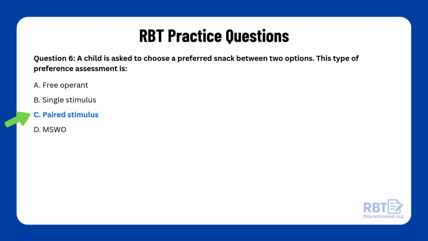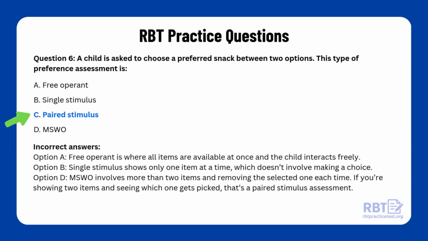Now for the wrong answers. A is free operant, where all items are available at once and the child interacts freely. B shows only one item at a time, which doesn't involve making a choice. And D, MSU, involves more than two items and removing the selected one each time.